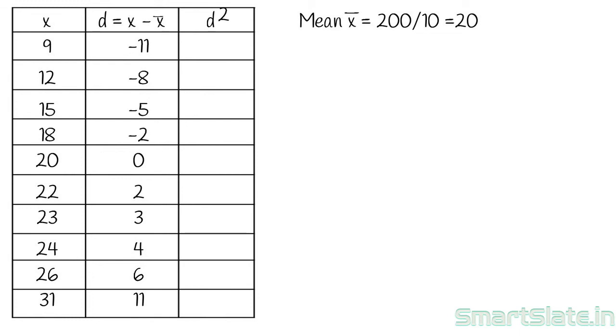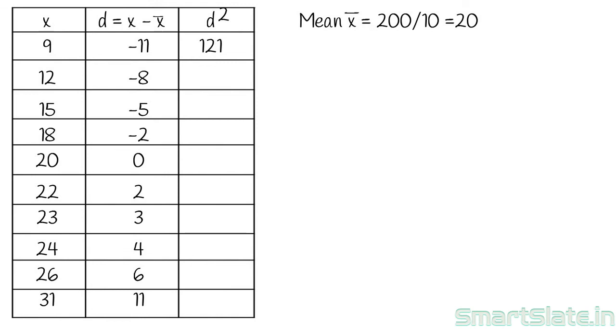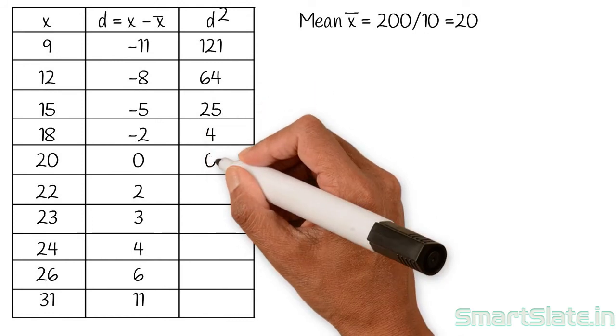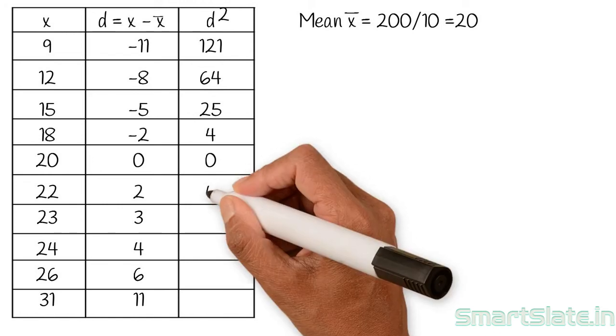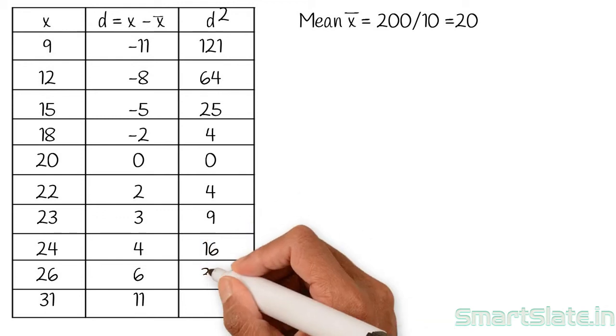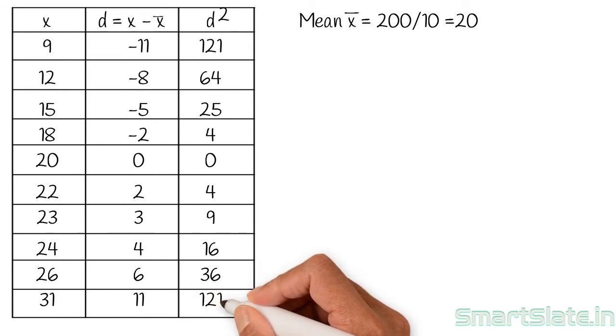Let's find the square of deviation, d square. Minus 11 square is 121. Minus 8 square is 64. Minus 5 square is 25. Minus 2 square is 4. 0 square is 0. 2 square is 4. 3 square is 9. 4 square is 16. 6 square is 36. 11 square is 121.